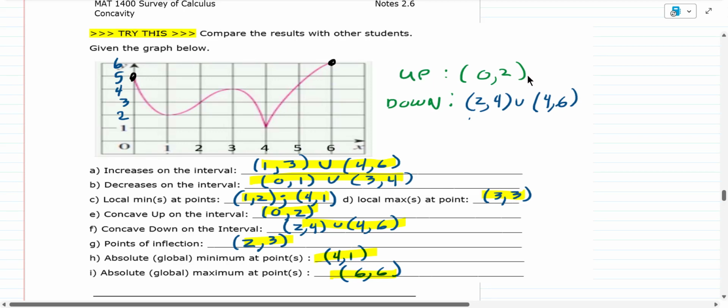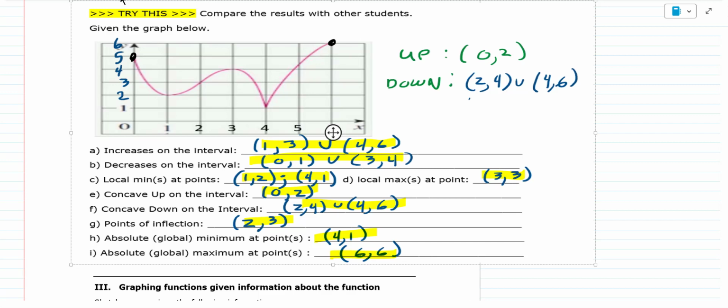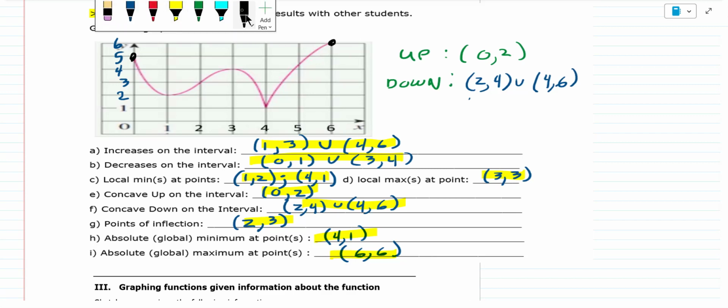Okay, so I've got the answers up here. Go ahead and just kind of check over your paper, make sure you got everything right. I went around and checked, and everybody got increase, decrease right. A little bit of confusion on local mins and maxes. I tried to clarify that for you.